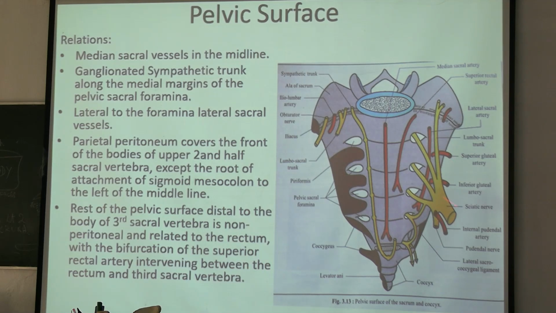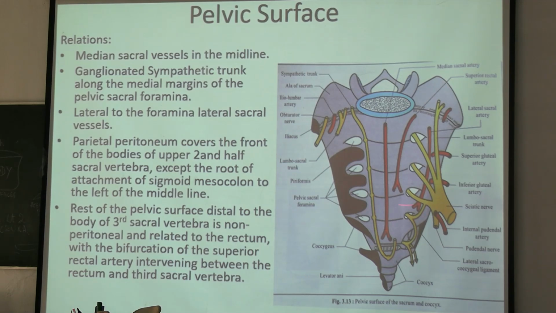And see, the ventral rami are joining with each other and forming the sacral plexus here. These are the branches of sacral plexus you have read during gluteal region, sciatic nerve, pudendal nerve, and lumbosacral plexus is giving all the nerves to the lower extremity. So, next, relations of the pelvic surface.